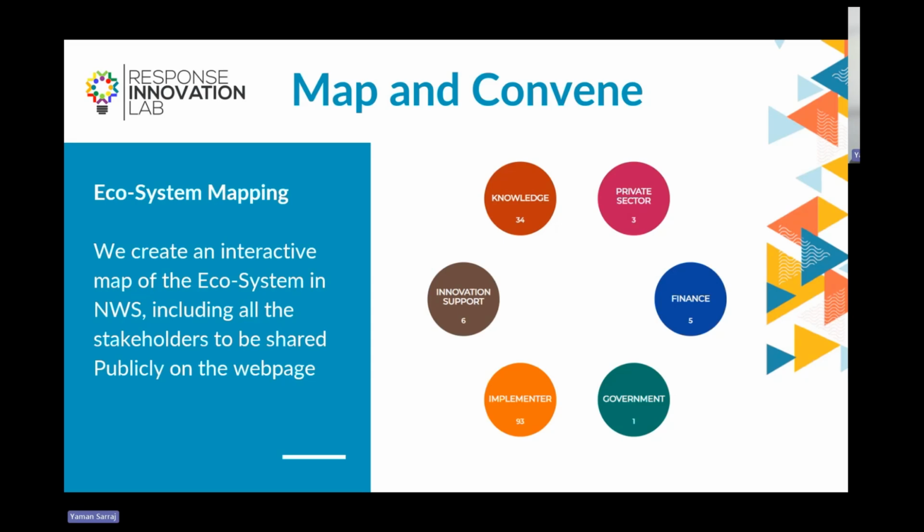So this is an overview of what we do, starting with ecosystem mapping. We map the stakeholders themselves in different sectors. We have an interactive map on the website, responseinnovationlab.com. We are always trying to update it, putting in the profiles of the people, especially in Northwest Syria, but at the same time we will also try to expand to a broader audience and stakeholders, especially in specific sectors.